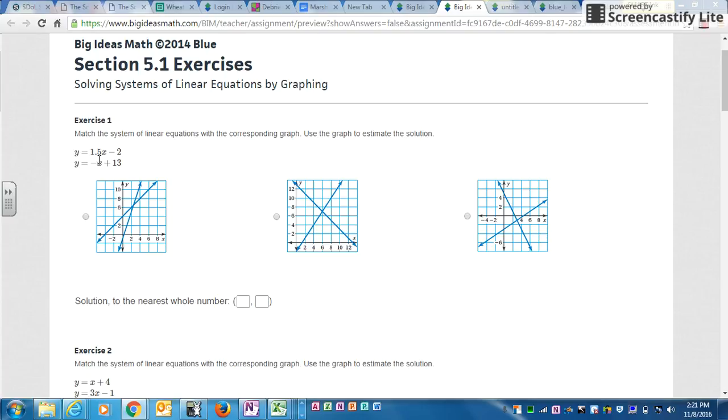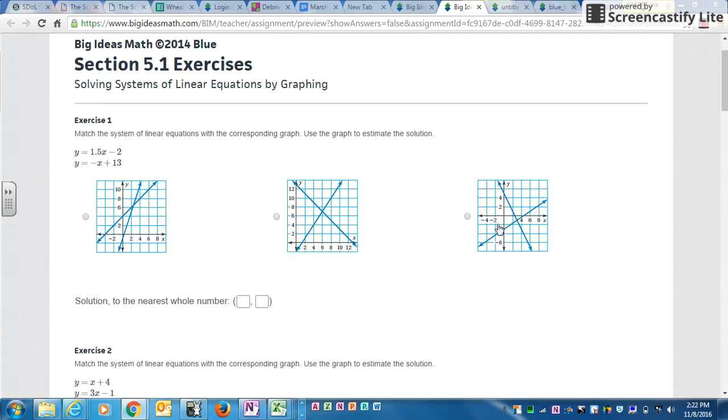It's nice that they're both in y equals mx plus b form. So in order to be able to tell which one it is out of these three, I'm going to focus on the b because that's the easiest thing to find. So this first one is minus 2. So I want to look at which graph one of the lines crosses at negative 2. And it might be that one, but I think that's negative 1. This one it could be.